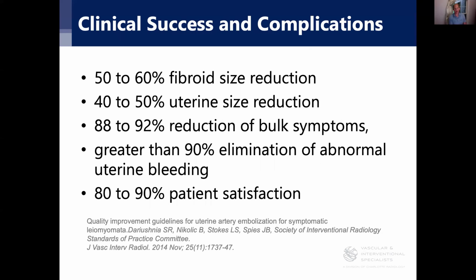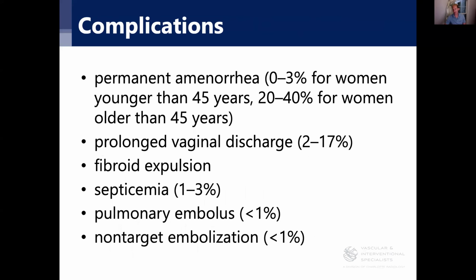I'm going to just briefly talk about this, and this is actually from our quality guidelines from the SIR. So this is basically a standard every hospital should be meeting, at least, right? This isn't like a good case report. This is the minimum standards, which is 50 to 60% reduction in fibroid size, 40% reduction in uterine size, greater than 90% reduction of bulk symptoms or bleeding. So very successful procedure. And complications, I mentioned amenorrhea already, early ovarian failure.